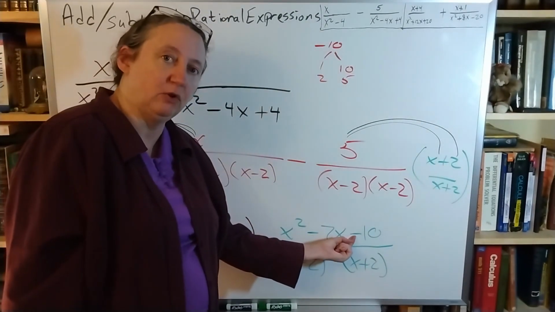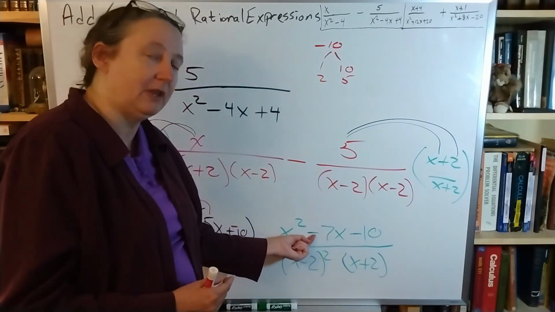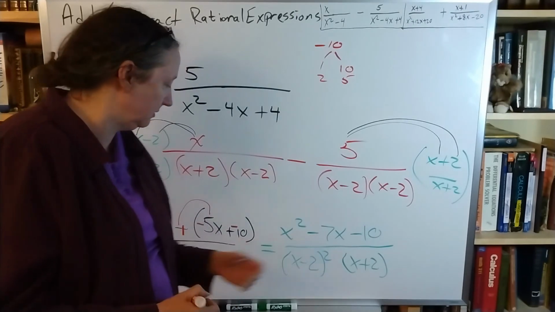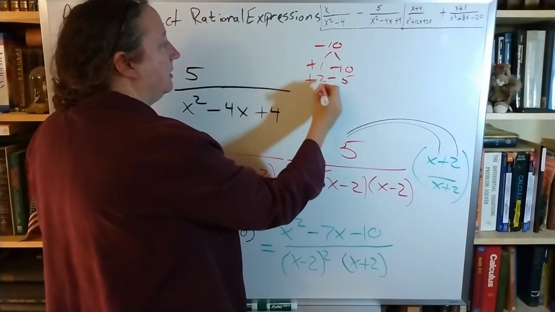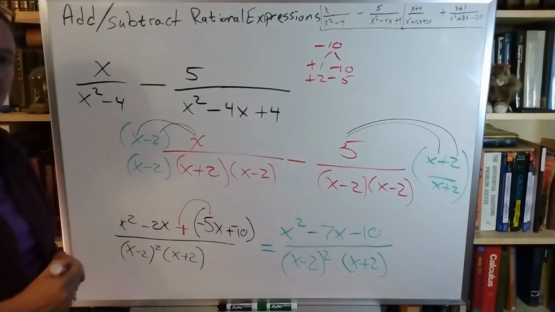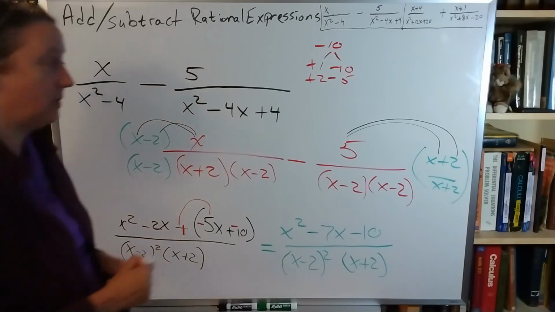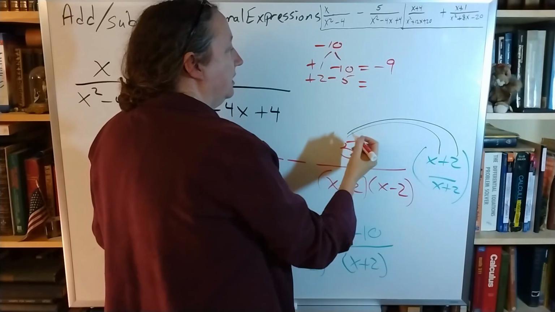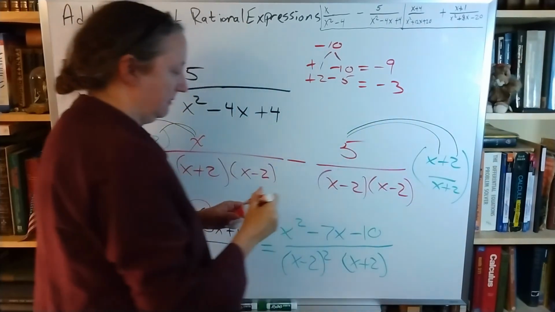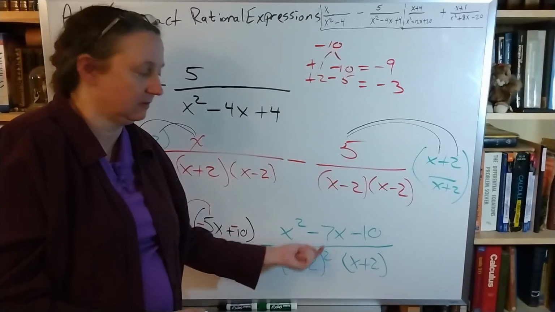I see that my signs are going to be different. So one's a plus, one's a minus. I see that my bigger number is going to be minus. So I put a minus there. Signs are different. Can I factor that? Nope. Nope, can't do it. Because this one is giving me negative 9, and this one is giving me negative 3, and neither one of them adds to negative 7.